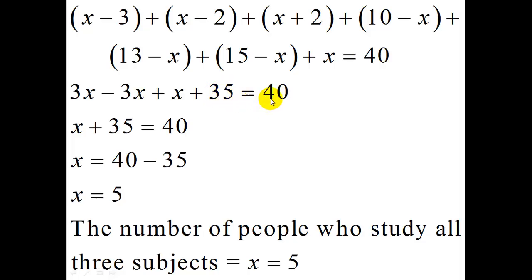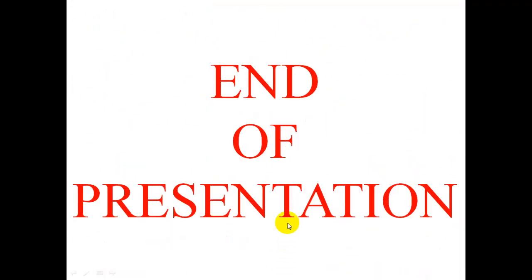And so we have 35. So 3x minus 3x is 0. So we have x plus 35 equals 40. Because we are solving for x, plus 35 on the left becomes minus 35 on the right. And so 40 minus 35 is equal to 5. This means that the value of x equals 5. That's the number of people who study all 3 subjects, which is x. And the answer is 5. This is the end of our presentation on sets.